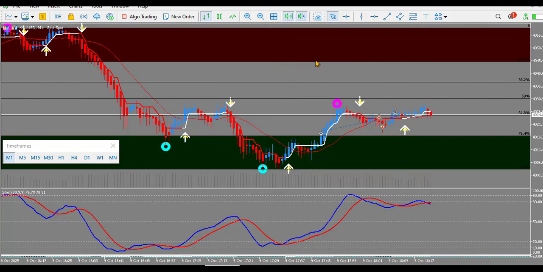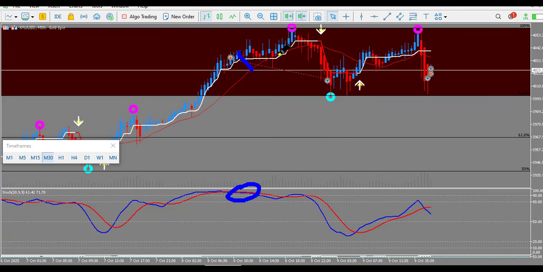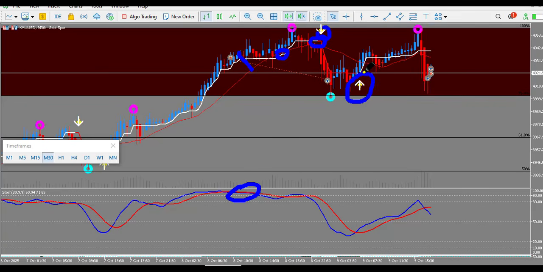This is gold, and let's check it on the M30. On M30 we have a sell signal generated here. This was the first cross at this zone for a sell signal, and what I'm going to look out for is this indicator to turn red for a sell, and I'll be waiting for the arrow to appear. The arrow does not appear until the candle closes. Just allow the candle to close, and it's not going to disappear. Allow this candle to close.